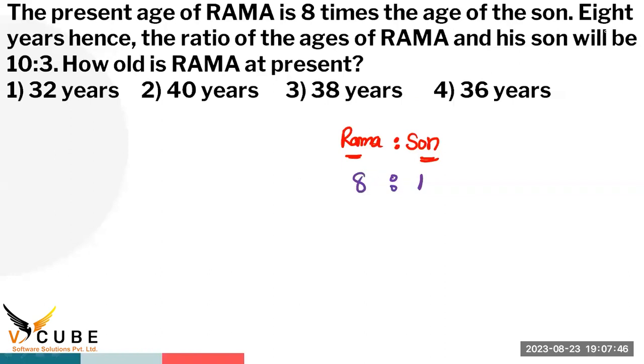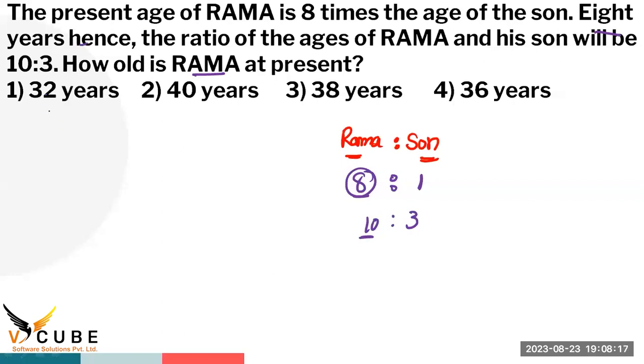Next, 8 years hence, the ratio is how much, guys? Here, 10:3. Go through option verification. What is the first option? 32. We have to find out Rama's present age. After 8 years, how many parts? 10 parts. So the first option is 32. 32 is a multiple of 8, guys. Yes, sir.